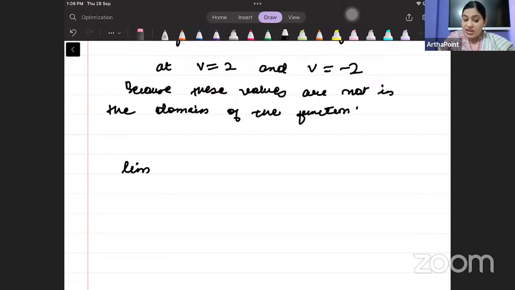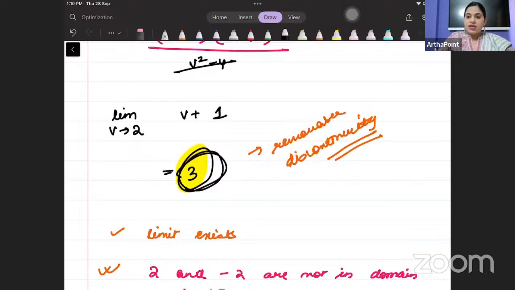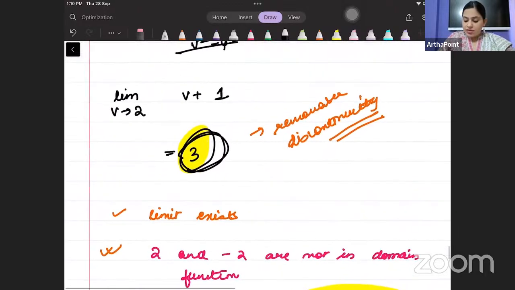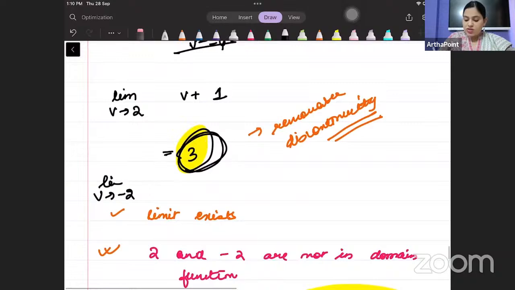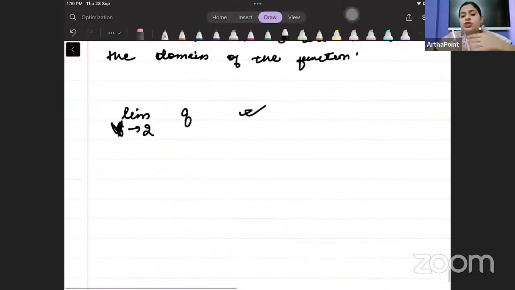So although limit exists, v tends to 2, की limit exist कर रही है, I am getting the answer as 3. Similarly, when you will tend limit v tends to -2, v plus 1 करोगे, you will get -2 plus 1, that means -1. So limit is existing, but the function ka value is not in the domain itself. -2 and 2 are not in the domain. So if they are not in the domain, then I cannot say that the function is continuous. Ye clear ho gayi ye baat ekdam?